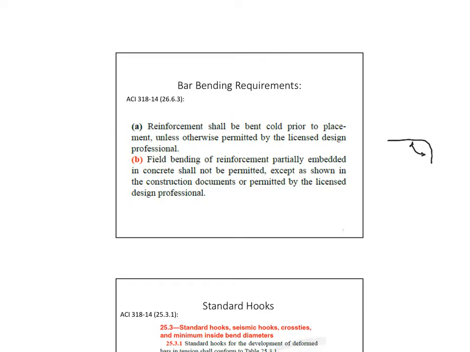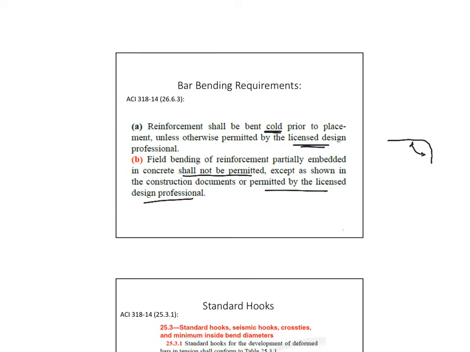Before that, we need to understand that reinforcement shall be bent cold. Somebody might preheat the reinforcement. That's not allowed unless it is permitted by a licensed professional engineer for a specific reason. But otherwise, if there's no reason to bend hot, then we should always do our bending cold. Field bending of reinforcement partially embedded in concrete is not allowed, except if it is shown in construction documents or permitted by a licensed design professional.